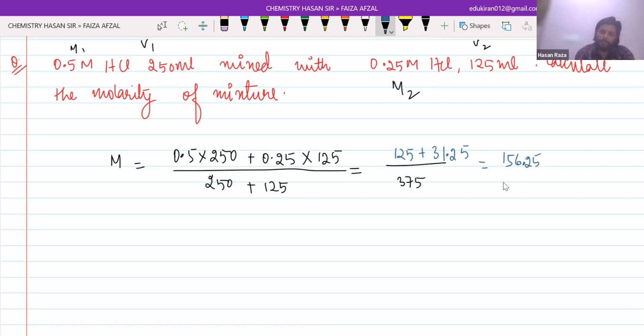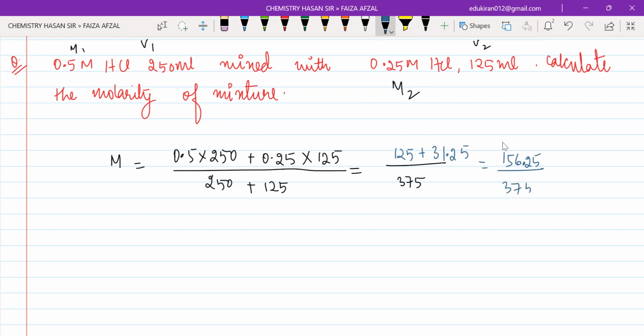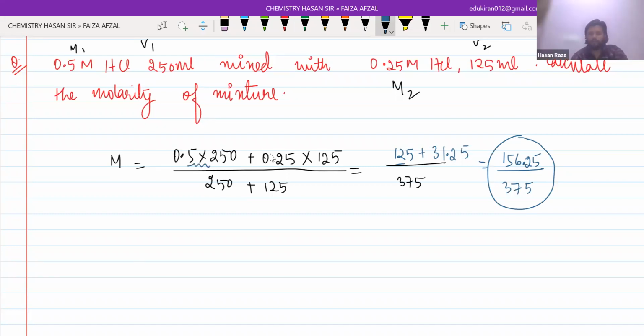What was your answer? 125.25. Oh, you can see if you multiply this alone, it will be 125. And if you multiply this, it will be 31.25. Again, I'm going to cross check it. And then if you add this, you will get 156.25 upon 375. Okay. Yes, sir.